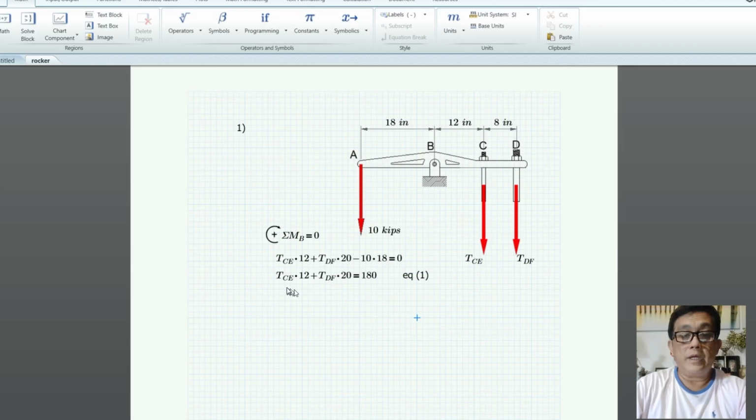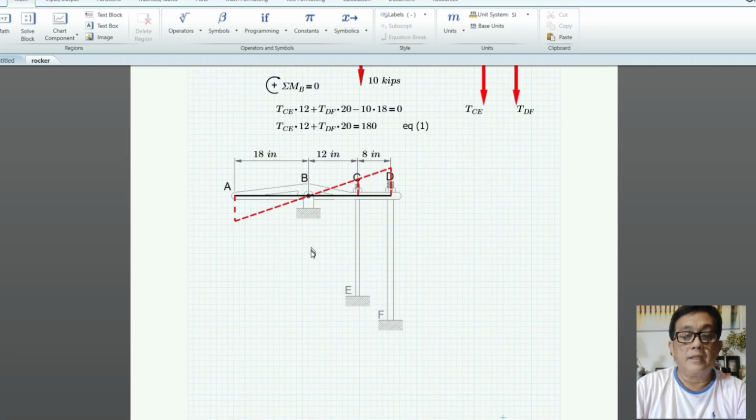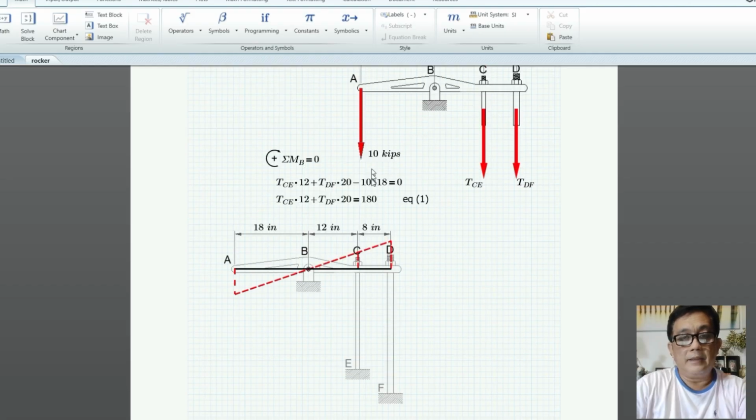Okay, so we have one equation with two unknowns. Obviously, we need one more equation. And we'll get it from the geometry of the deformations. Since bar ABCD is assumed to be rigid, it will remain straight. It is not going to bend. So if this is the original position of ABCD, this horizontal black line, then this 10 kips is going to bring point A downwards, rotating the bar. That means it is going to lift point C and point D, causing elongation of rod CE and DF.